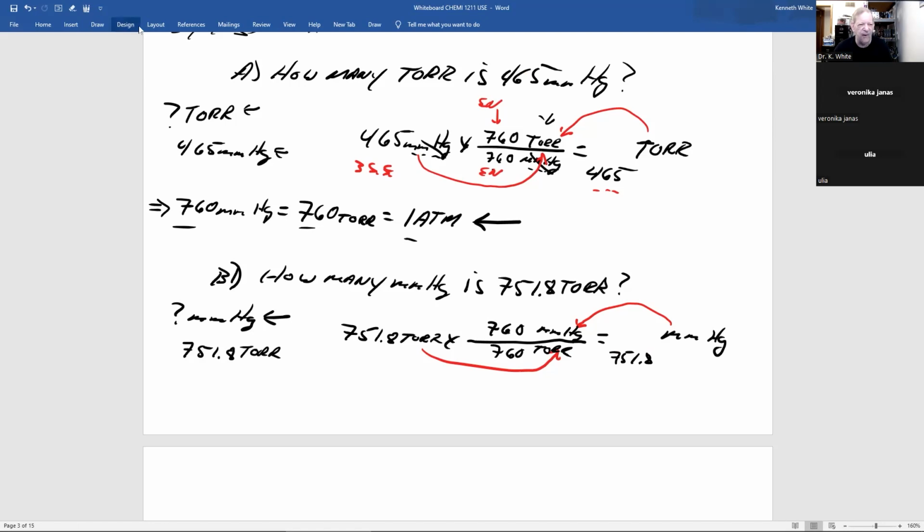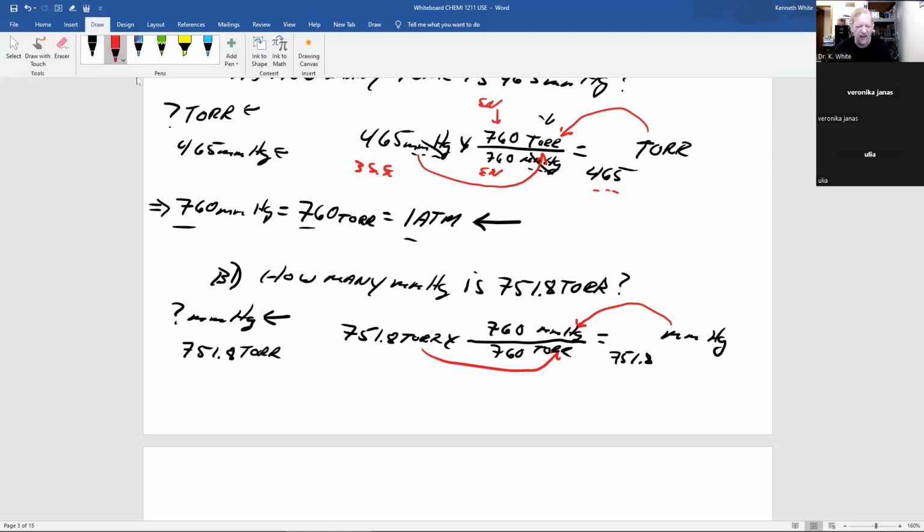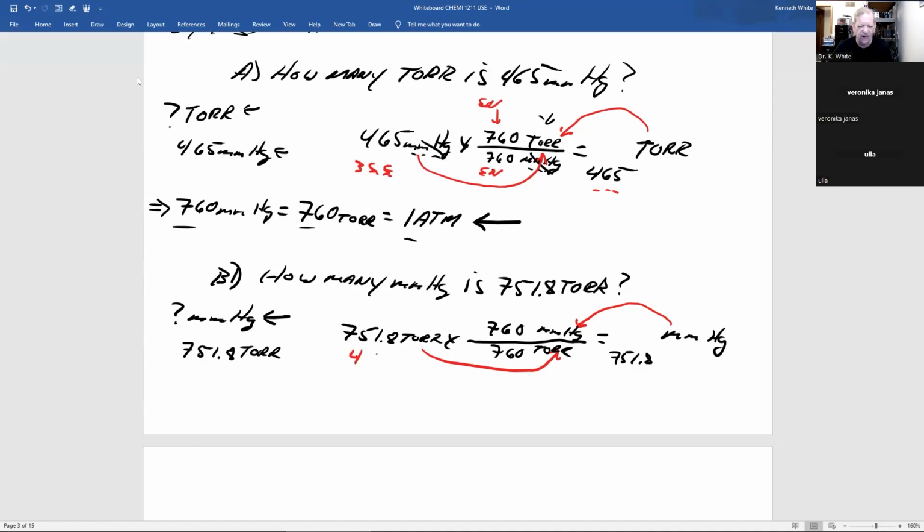751.8. When you do multiplication and division, you get the same number of significant figures in your answer as the number that has the fewest significant figures you're multiplying and dividing by. This is 4 significant figures. This is an exact number. This is a whole definition. And this is an exact number. Therefore, this is the only number you have, and our answer has 4 significant figures. So the answer would be 751.8 millimeters of mercury.